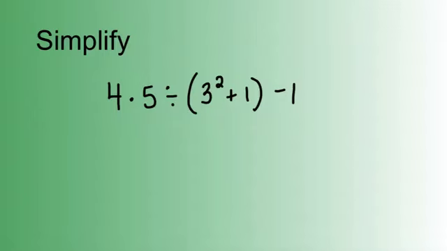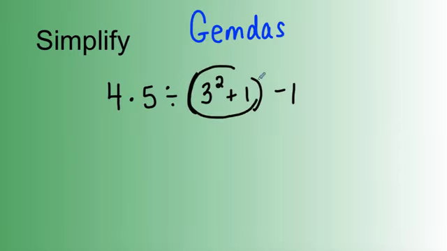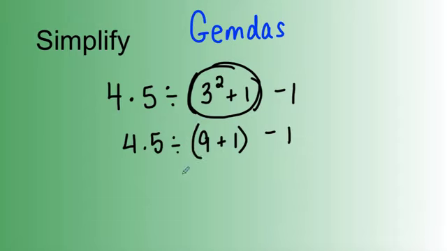Simplify. So I want you to practice this because this is a great order of operations question. So remember, we always follow GEMDAS. So we go and do everything inside the grouping symbols first. Here are my grouping symbols. So I have to do 3 squared, which is 9 plus 1. And then 9 plus 1 gives me 10.